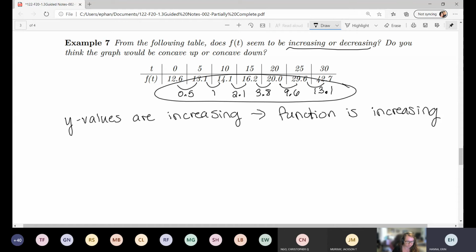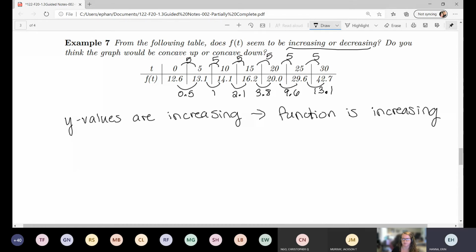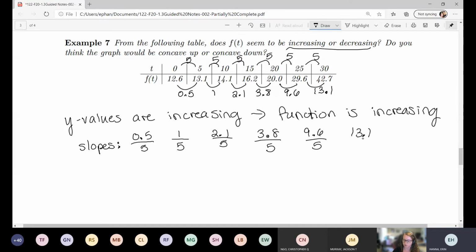Concave up and concave down is a bit more complicated, but that's why I actually wrote out these little values here. Well, I should be even more careful. If I go back and I do my changes in x's, those all increase by 5, okay? So what you want to look at for concave up and concave down is the slopes. So the slopes would be 0.5 over 5, 1 over 5, 2.1 over 5, 3.8 over 5. I'm taking those change in y over change in x's, 9.6 over 5, and 13.1 over 5.